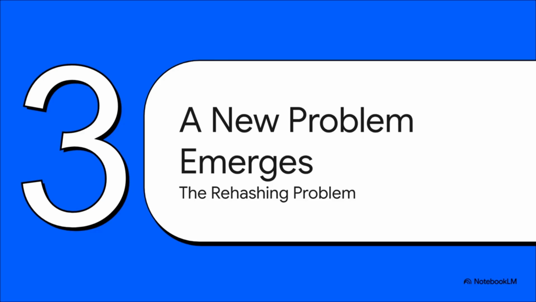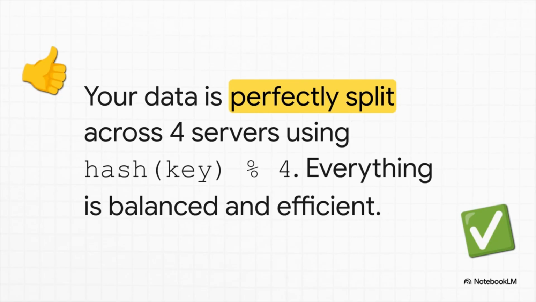Well, as it turns out, that simple, beautiful solution has a catastrophic hidden flaw. And it's a flaw that only rears its ugly head when you try to do the one thing you set out to do in the first place: scale. So, picture this. You have 4 servers. Your n equals 4.